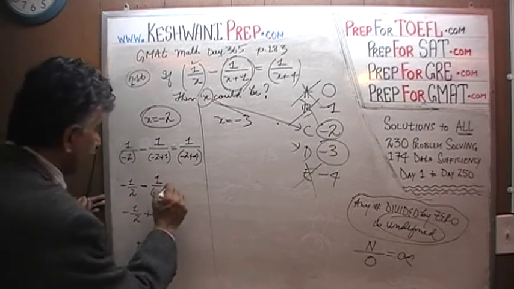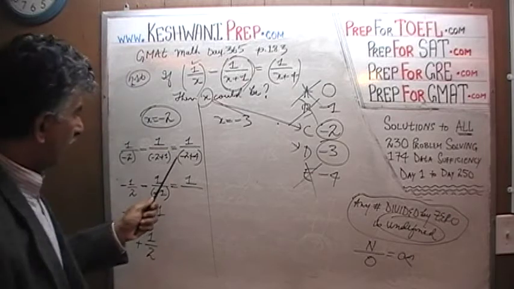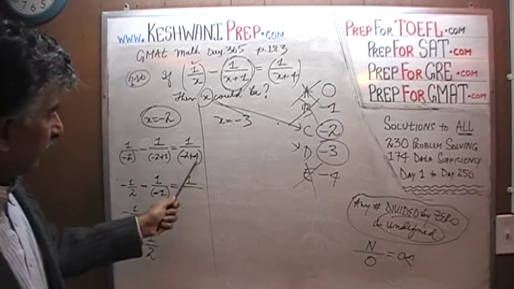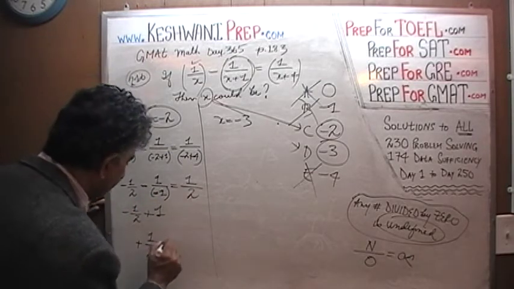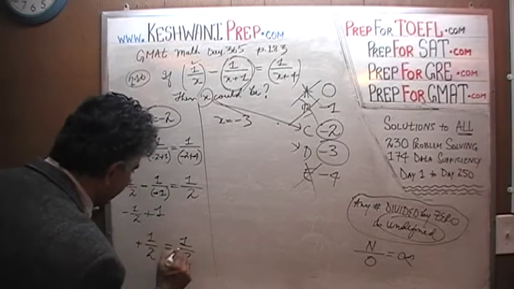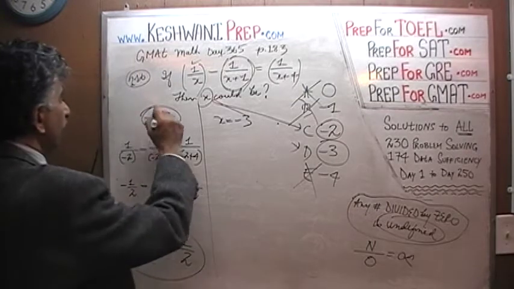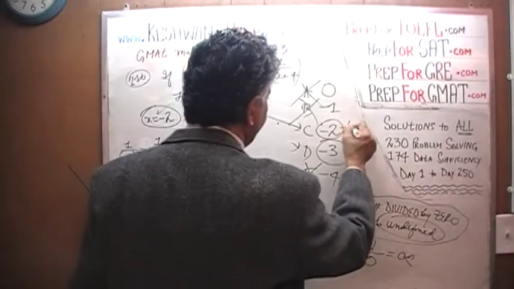Let's see what we get here. Here we get 1 over a negative 2 and a positive 4. Negative 2 and a positive 4 is a 2. There you go. It works. This guy is the answer. The answer is C.